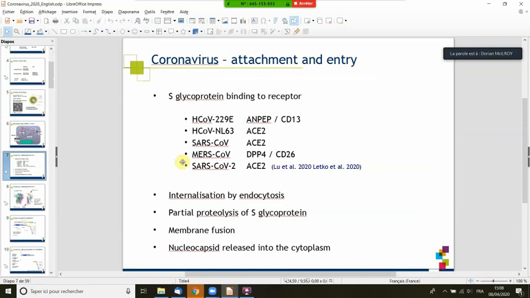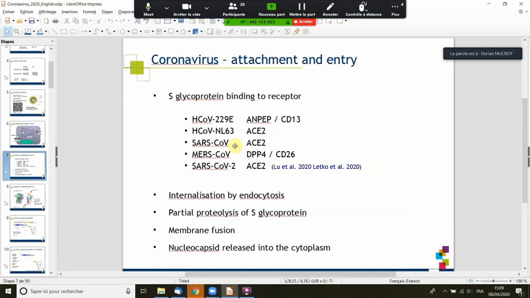Okay, these different coronaviruses use different cell surface receptors. The first one identified was human coronavirus 229E, which uses aminopeptidase, CD13. NL63 uses ACE2, SARS coronavirus uses ACE2, and MERS coronavirus uses dipeptidyl peptidase 4, DPP4, CD26. SARS-CoV-2 is just like SARS, and uses ACE2, the angiotensin converting enzyme 2, as the receptor.